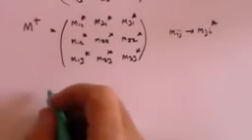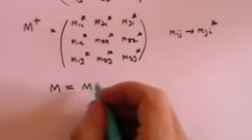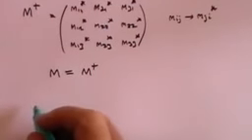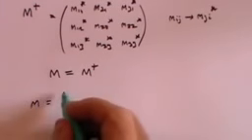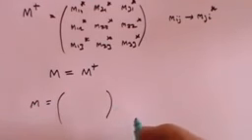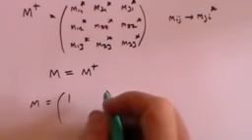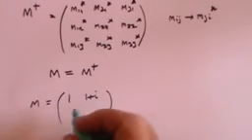And now we consider a situation where M, the matrix, equals M dagger. And let me give you an illustration. If M is equal to, and I'm only going to do a two-dimensional matrix here to save time, this is the matrix.